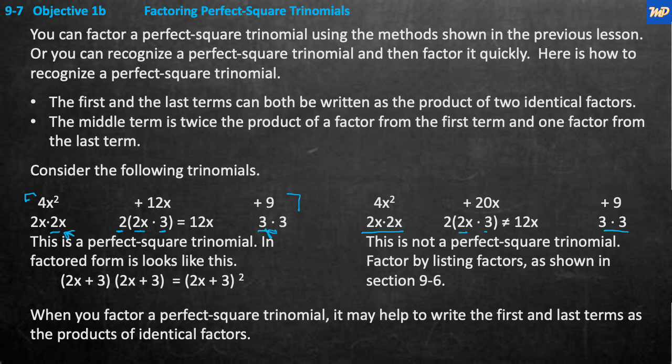Factor by listing factors as shown in the previous section. So you're going to factor this the way we did in the previous lesson, if you will. Okay, so another method of factoring is what they're saying. When you factor a perfect square trinomial, it may help to write the first and last terms as the products of identical factors. That's kind of what we're doing here by breaking it apart. Okay, so we'll see more of that as we move forward.